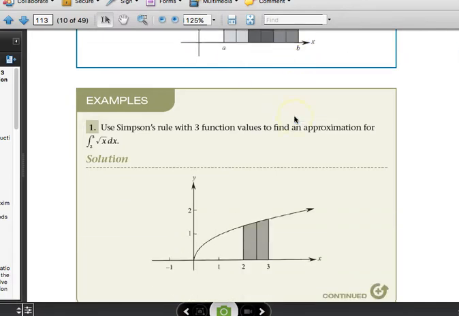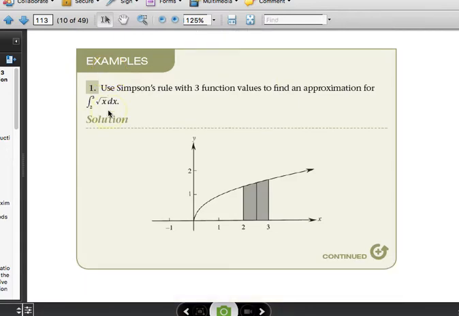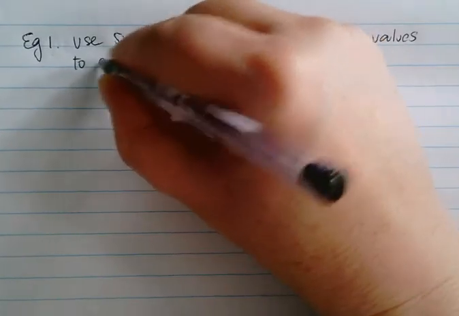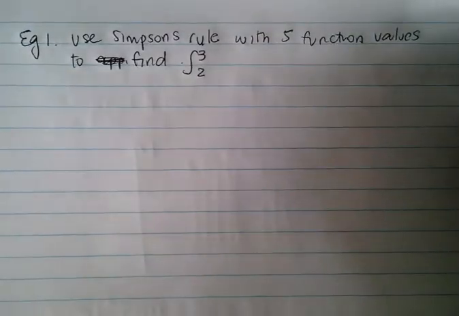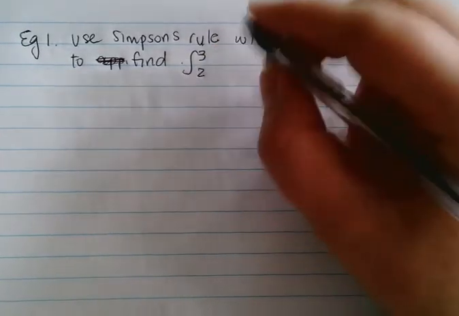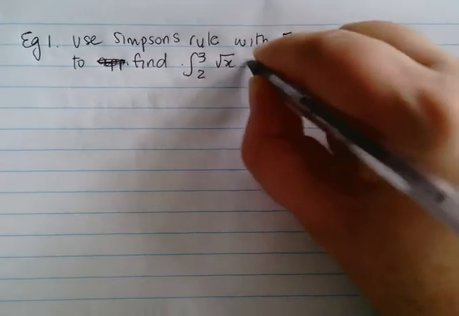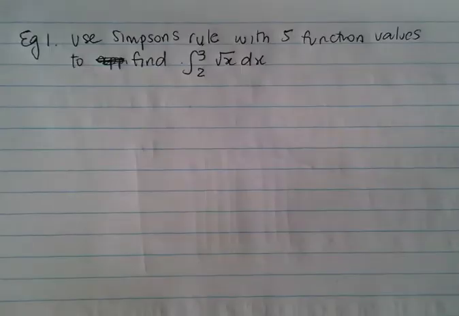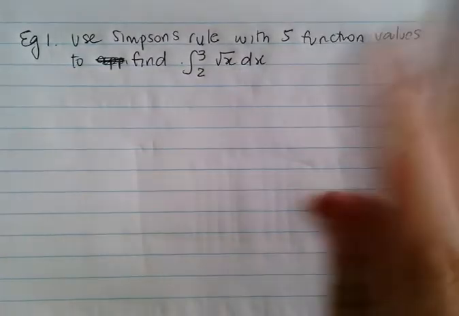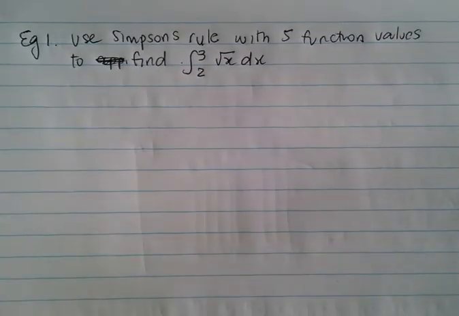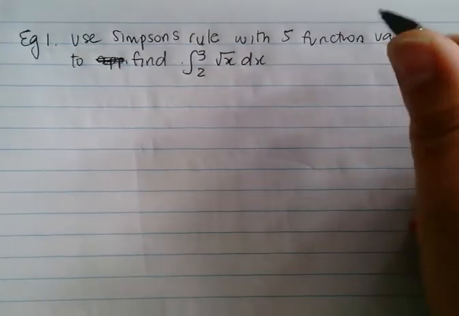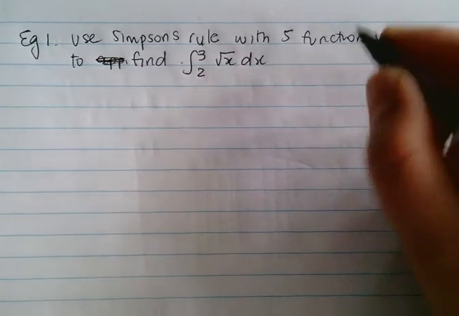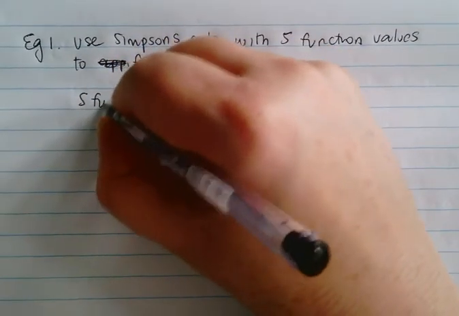Okay. So we're going to do this question, but with 5 function values instead. Use Simpson's rule with 5 function values to find the integral between 3 and 2 of root x dx. We can actually integrate this if we wanted to, and we're going to see how close we get. So, if you want 5 function values, how many subintervals is that?